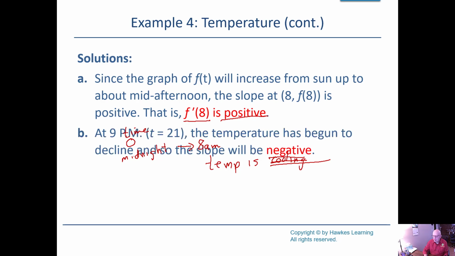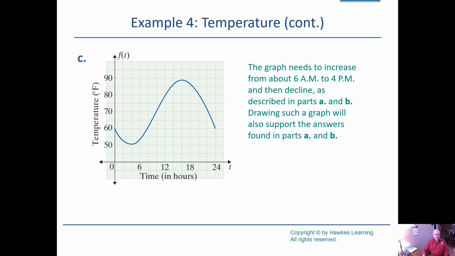Second, let's clear this. Here's our ink on the slide. There we go. At 9 p.m., the temperature's begun to decline, finally. With the sun down, it'll be getting cooler. That means the temperature's going down, so the slope itself will be negative. Should make sense.